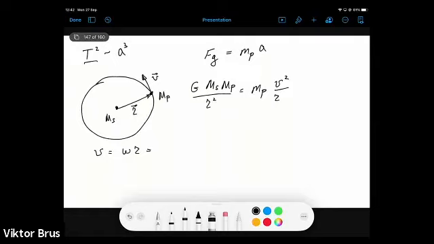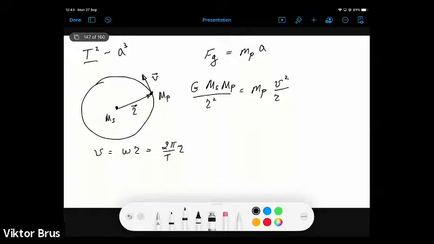Any ideas? Two pi r divided by t, maybe. 2 pi divided by t. So 2 pi divided by t and times r. You are right. Okay, thanks.